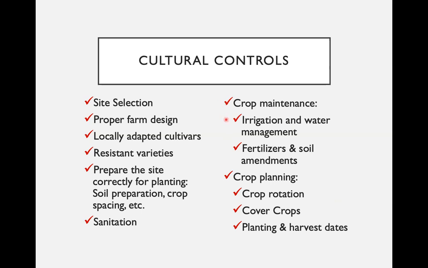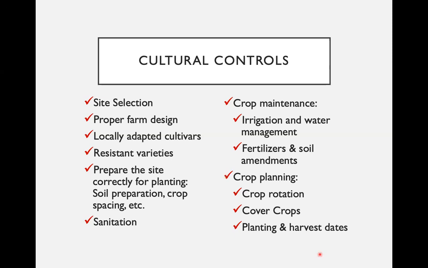Up on the right-hand side here, we're looking at crop maintenance, doing things to set your plants up to be successful, like watering them, matching their needs with your irrigation schedules, fertilizing, amending the soil, and even things that you do during the planting phases. All of the crop planting you do is considered a cultural practice.